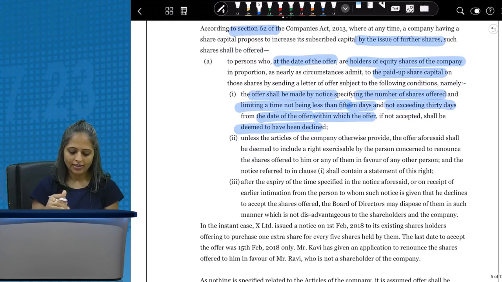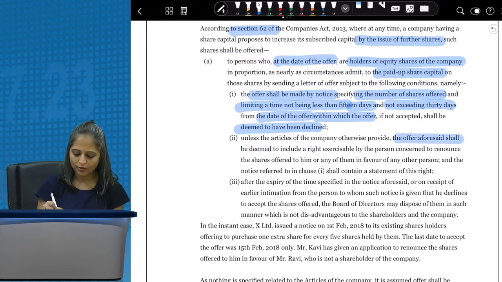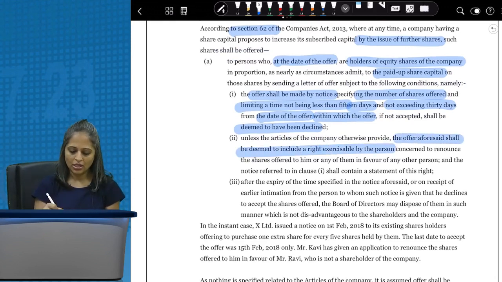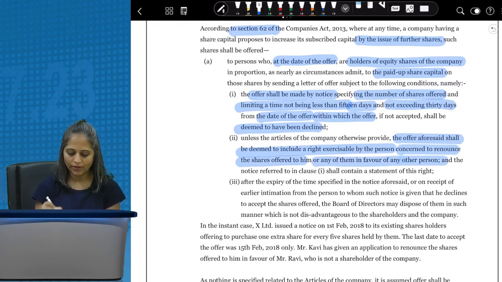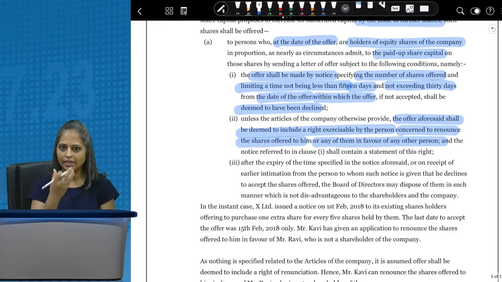Unless the articles of the company provide otherwise, the offer aforesaid shall be deemed to include a right exercisable by the person concerned to renounce the shares offered to him or any of them in favor of any other person, and the notice shall contain a statement of this right.